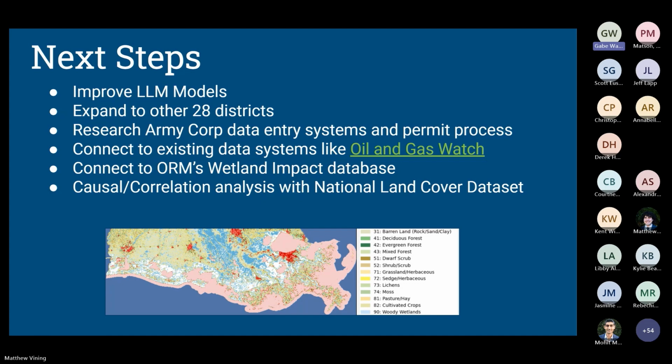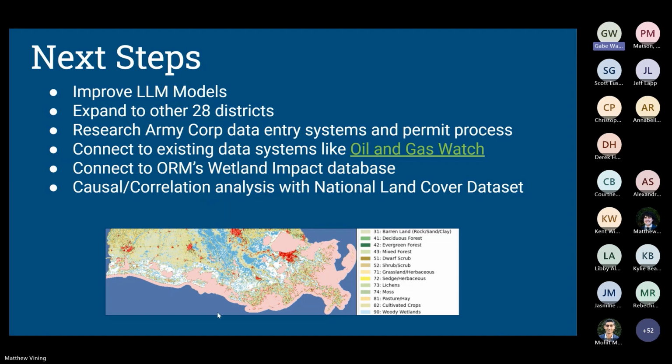So expanding to the other 28 districts we see as an important next step. We also want to note that this is taking data once Army Corps releases it and makes it public in their system. But what would it look like if Army Corps had better data entry systems, and this information was able to be displayed by Army Corps themselves? This was a super fun project, really enjoyed it, but the hope would be that in the future, Army Corps could potentially take this on and be able to display this information, as well as have better data systems for entering things like wetland losses, project location, and whatnot.